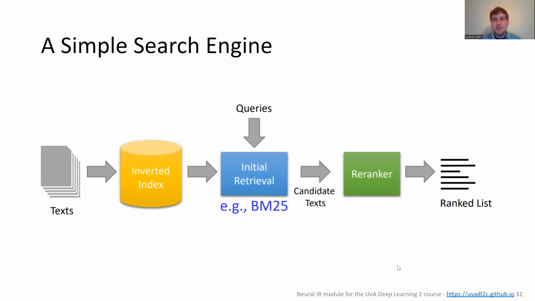So here we have a simple search engine. In this slide, I'm showing a re-ranking pipeline. So there are some texts or documents that are stored in an inverted index. A bit more about that in a second. And then using this inverted index, an efficient unsupervised method like BM25 can receive a query and identify some documents that appear relevant to the query, based on, for example, BM25 scoring.